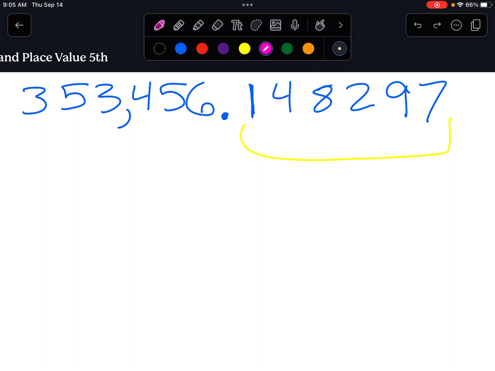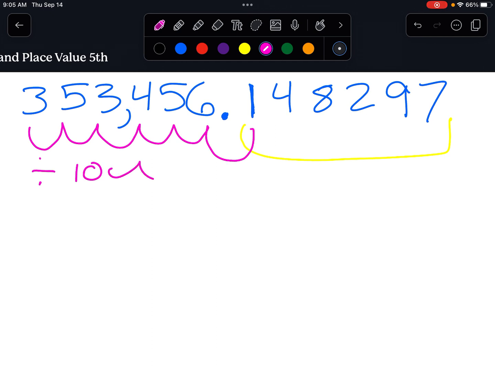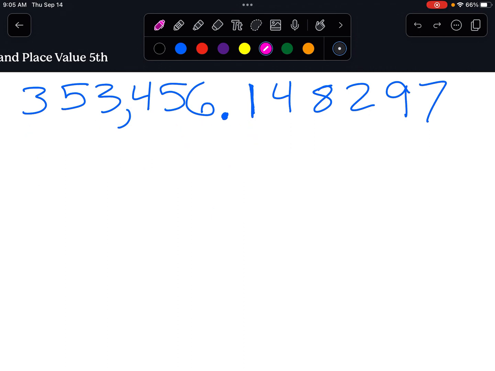Without getting too deep into the concept, every time we move to the right in place value, even when we go from the ones place to the tenths place, what we're doing is dividing by 10 each time. Even from 6 to 1, we're dividing by 10 in terms of place value. I don't want to get too far into that because it might confuse you, so let's just move forward with understanding the place value of the numbers to the right of the decimal place.